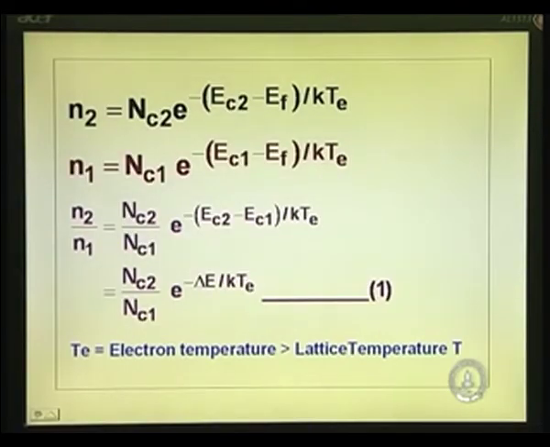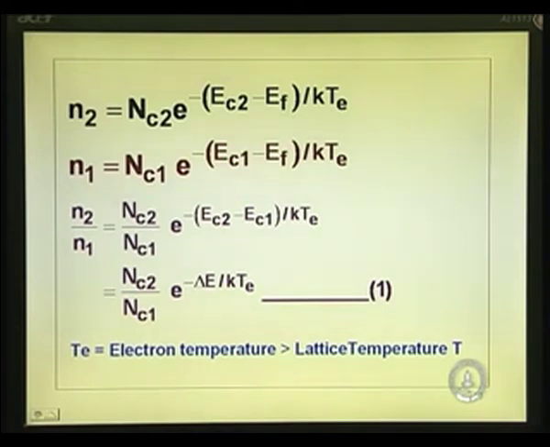Te is the electron temperature and T is the lattice temperature. Usually we take the electron temperature to be the lattice temperature, and we do not talk of hot electrons. When I say Te, the temperature of the electron is higher than the lattice temperature, which means it is not in thermal equilibrium with the lattice. It has acquired so much energy that it has gone into a different mode of operation, into the upper valley. So that is what you are calling a hot electron.